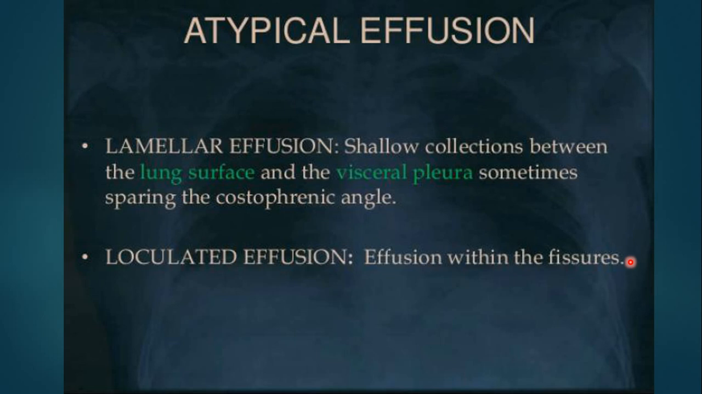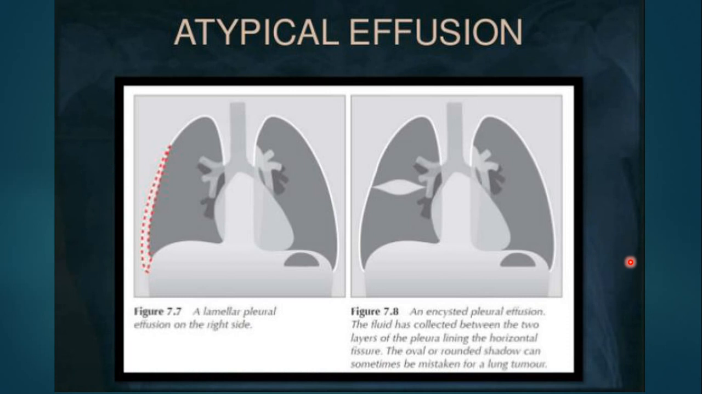Sometimes there is loculated effusion, which is effusion occurring within the fissure. For example, this is a diagram showing the lamellar pleural effusion. You can see it here. It's between the visceral pleura and the lung, so it will not show the meniscus sign. It's just some sort of pleural thickening. You will be able to see that. Okay, but if you do a CT scan, it will not be of soft tissue density like pleural thickening. It will be of fluid density because it's a pleural effusion.